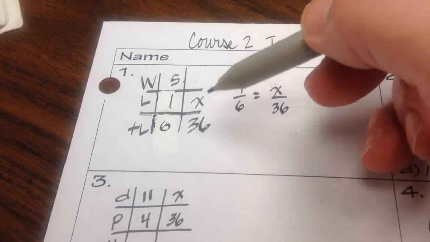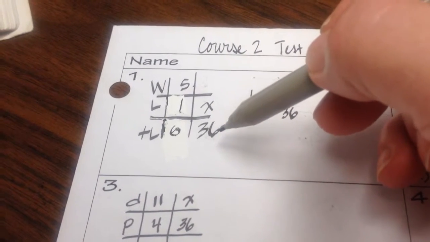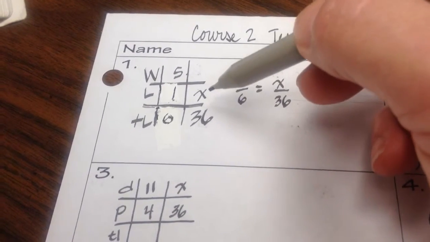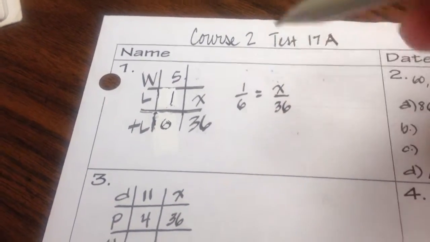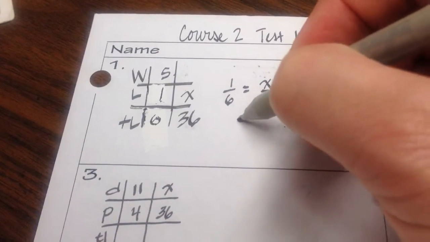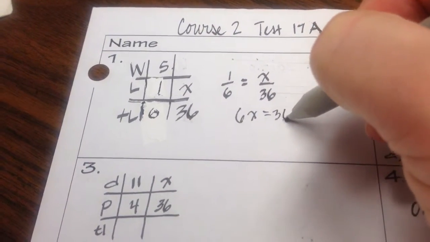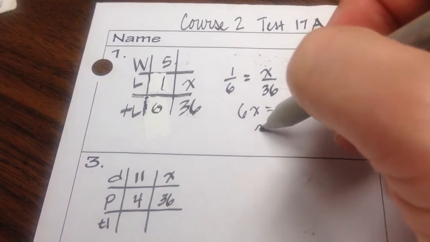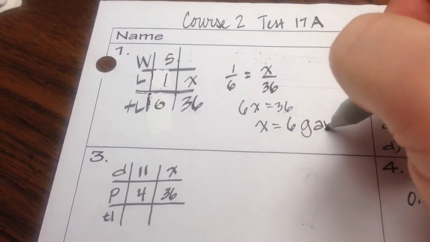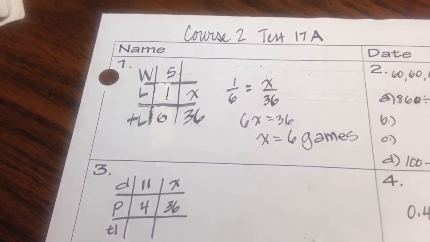Now, it wants to know if the team played 36 games in all, how many did they fail to win? Well, that's just a nice way to say how many did they lose. So we have 1/6 equals x over 36, so you have 6x equals 36, divide 6 into 36, x equals 6 games. 6 games they lost.